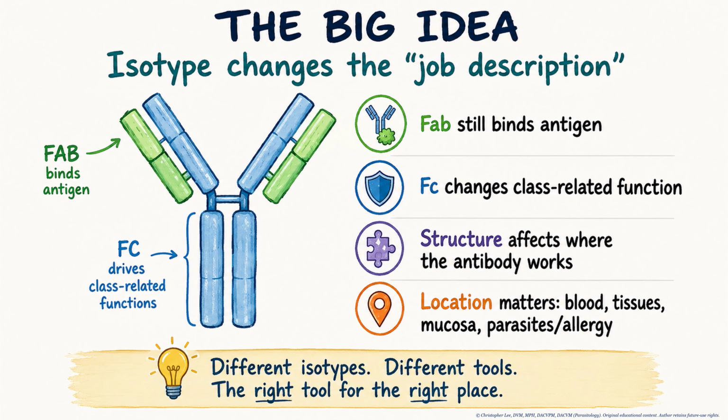The FAB region still binds antigen. If a B cell changes the isotype, the antigen target can stay the same, but the FC portion changes. That FC region helps determine which immune tools get called in: complement, phagocytes, mast cells, transport across mucosal surfaces, and other class-related functions. So structure affects location and function. An antibody in blood, mucus, tissues, or sitting on a mast cell is not just in a different neighborhood, it is suited for a different job.